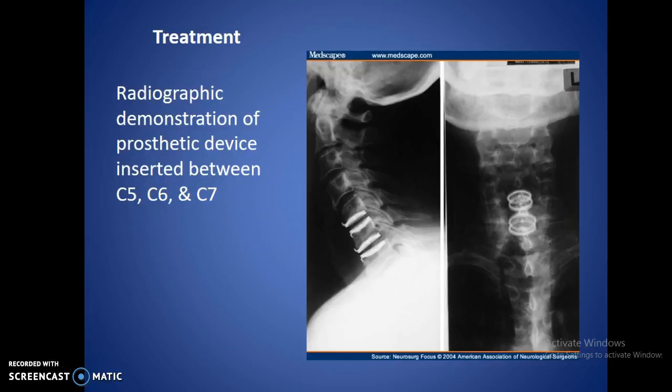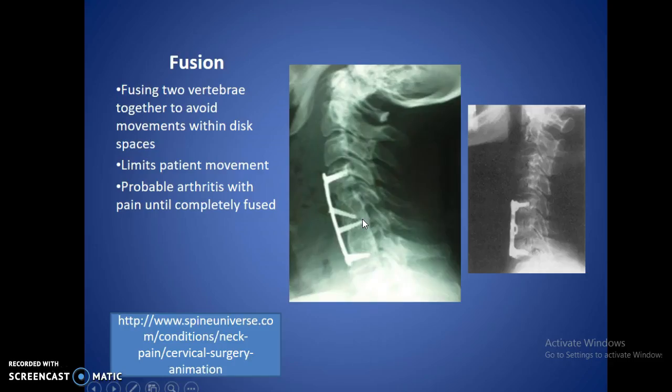Prosthetic device, C5, 6, and 7. You see those little kind of spacers in there. Don't be afraid, they do not swallow that. That is actually inside the neck on the vertebral bodies. Fusion, they can obviously fuse part of the neck together to kind of take pressure off that so it doesn't collapse upon the disc space below it.